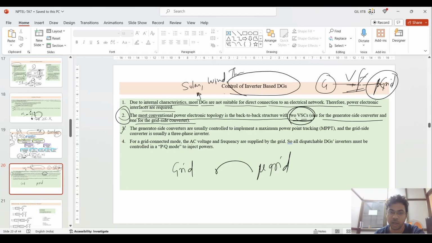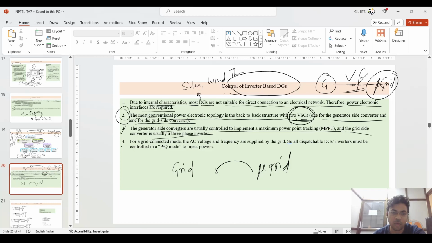where the microgrid should generate and synchronize with the grid power, grid voltage and frequency. So the generator side, third point, the generator side converters are usually controlled to implement MPPT, which I will show you when the PV is connected to this system, how it is to be controlled. And the grid side converter is usually a three-phase inverter, which is same as a grid connected mode, this AC grid voltage and frequency of this grid itself.